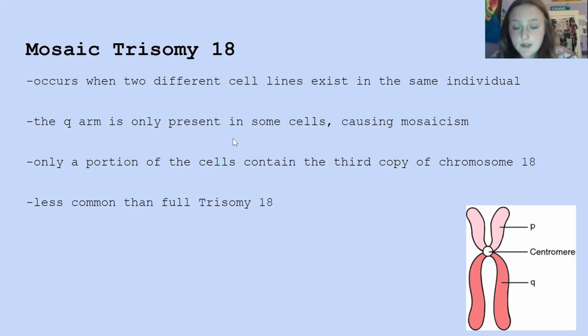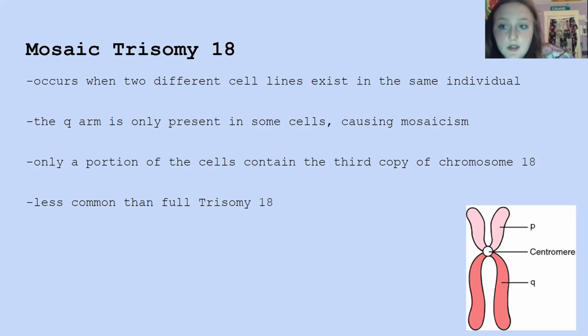So this is mosaic trisomy 18, which is the center of my project. It occurs when there are 2 different cell lines existing in the same individual. The term mosaic typically describes something that is out of the ordinary or different from the original. This type of trisomy is given the term mosaic because only a portion of the cells will have the 3rd copy of chromosome 18. This occurs because of the non-disjunction event in embryonic development.